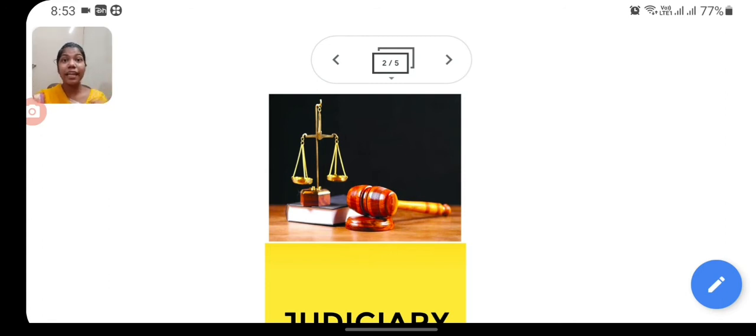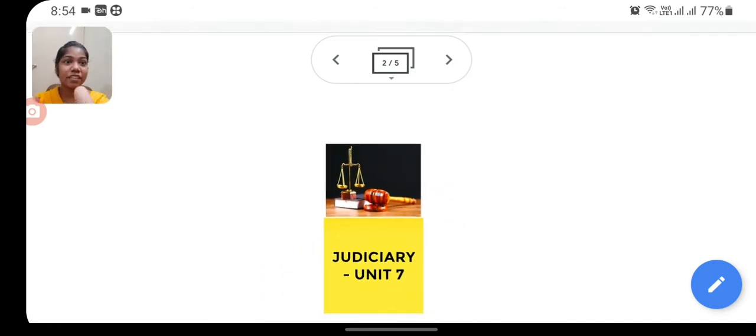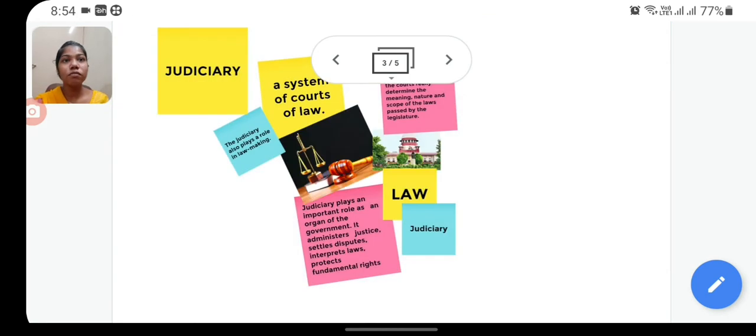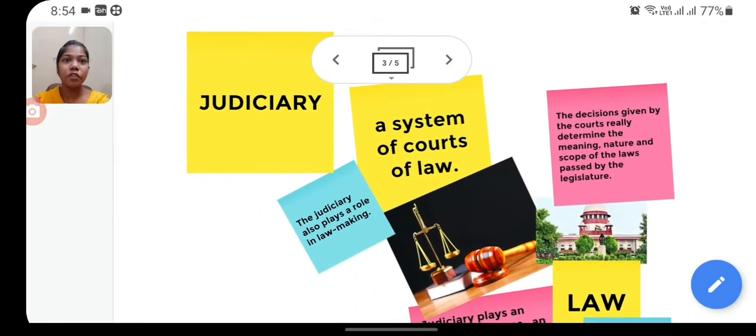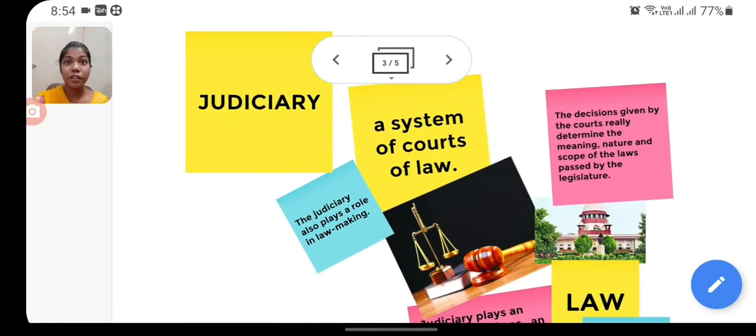Judiciary is the place where they prepare laws, where they give laws, where they pass laws. For example, slide. Here you see the topic for today is judiciary, evolution of judiciary. We are going to see the introduction first. In the introduction part we have 2 parts: law and judiciary. Law means that every citizen of a country should follow that particular law.